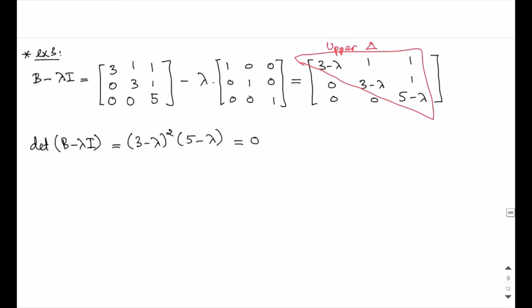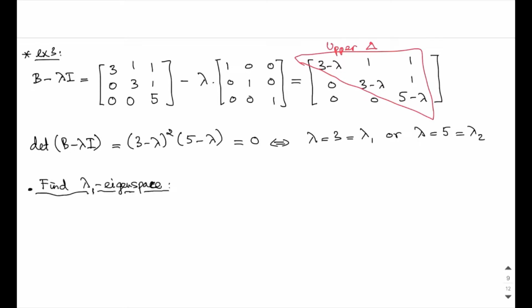And if you solve for the eigenvalues, then you are going to get either lambda being 3 or lambda being 5. And so this is going to be denoted as lambda 1, and lambda 2 for the number 5, for simplicity purpose. Then we are going to find the lambda 1 eigenspace. In order to solve for the lambda 1 eigenspace, we have to do Bx equals lambda 1 times x. We know that this is the same as solving for the system of linear equations B minus lambda 1 times I times x equals 0.